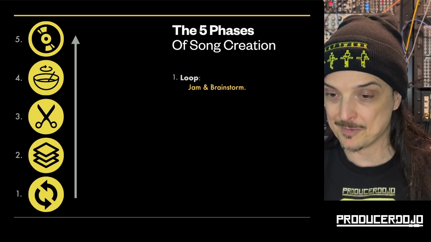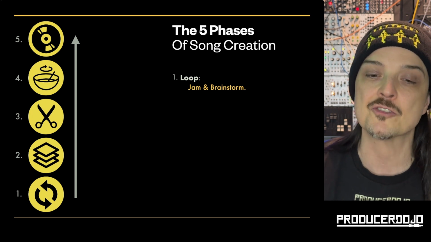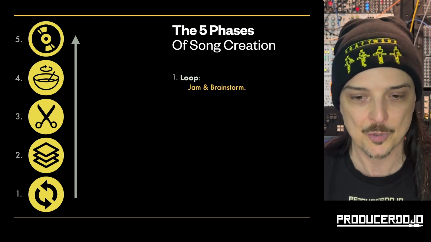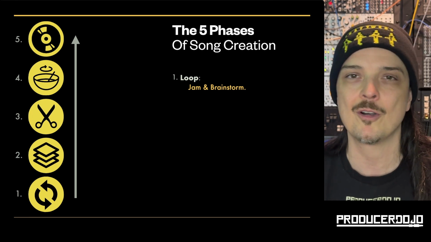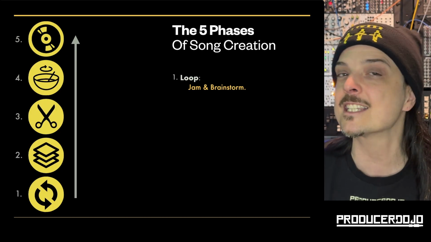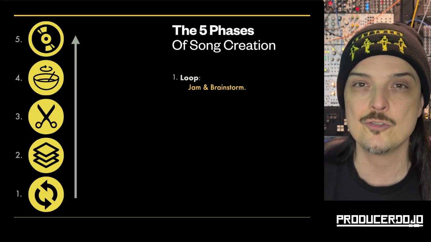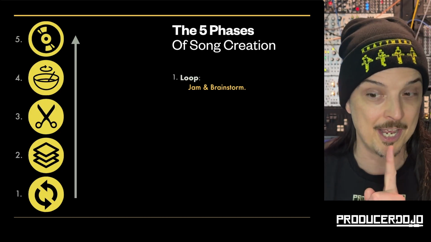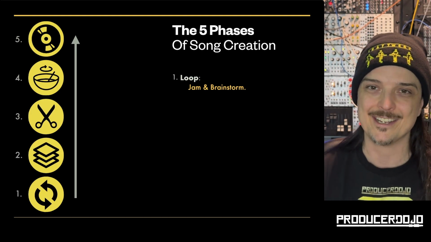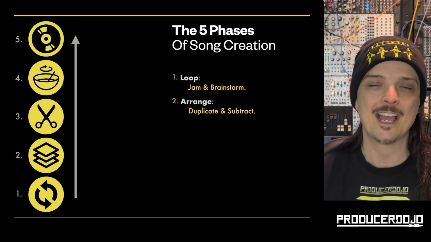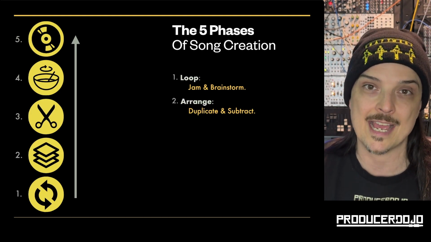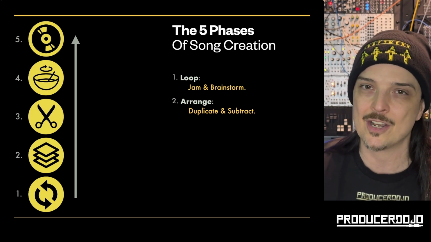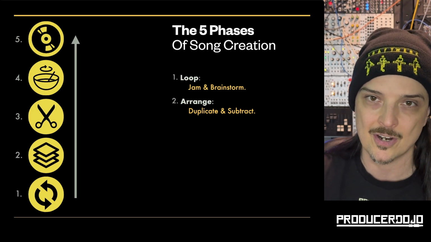First, at the bottom of the illustration there, you'll see the super loop phase. And this you're probably familiar with. You jam and brainstorm and try different things, saying yes to everything until you have too many good ideas and one best idea. Then you take that one best idea and you let that be the lead as you give it what it needs and arrange the rest of the song.